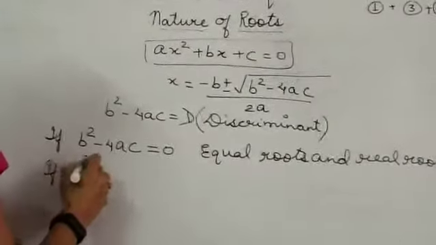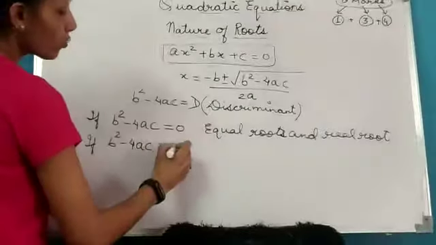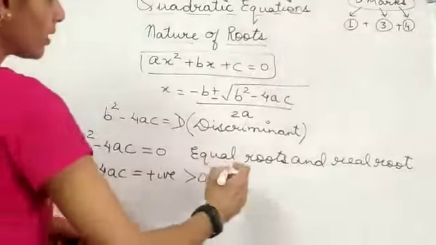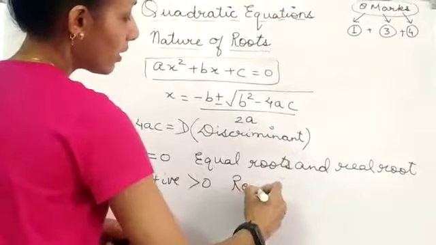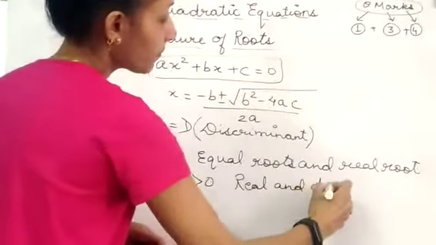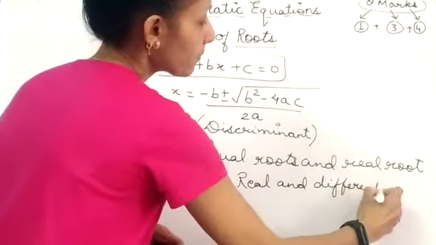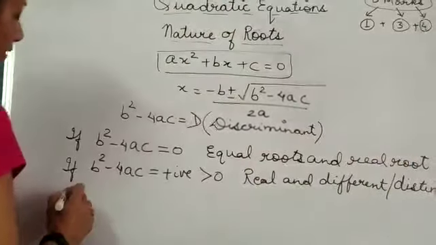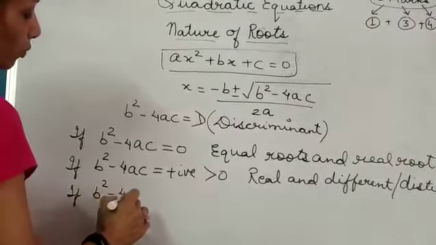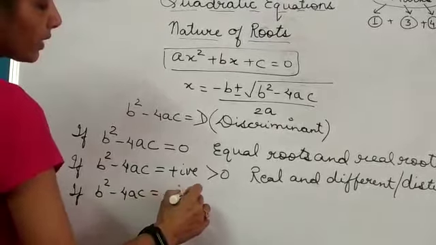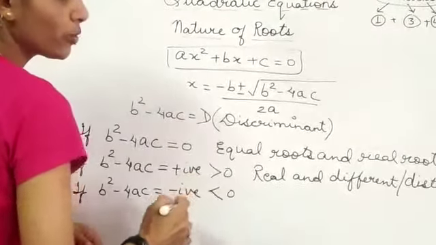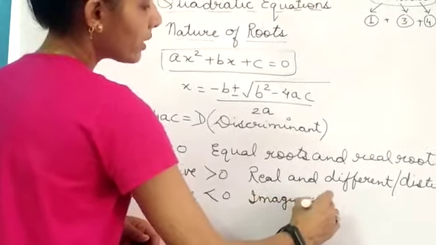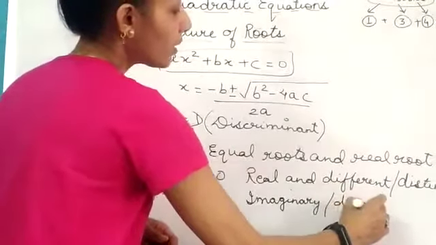If your b square minus 4ac value comes out to be positive, or I can say greater than 0, then the roots are real and different, or I can say distinct. If your b square minus 4ac comes out to be a negative term, or I can say less than 0, then the roots are imaginary roots, or I can say roots do not exist.